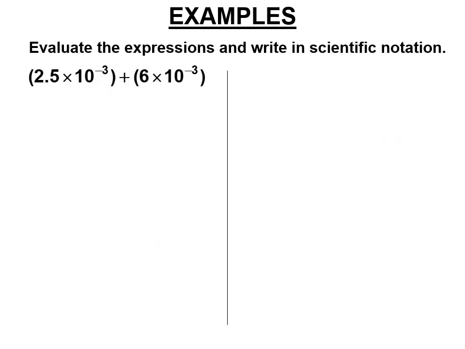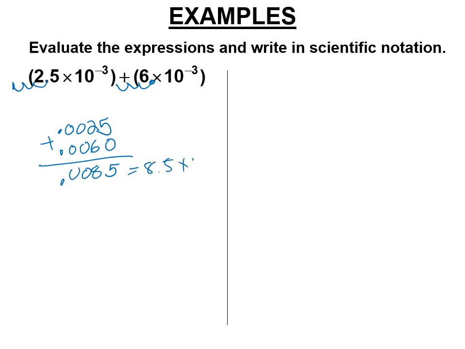Okay, so we're adding these two together, and we're going to go 123.0025. We're going to go decimals there, 123.006, and we're adding those together. All right, decimals line up, not the right side of the number. And that's 8.5 times 10 to the negative third.